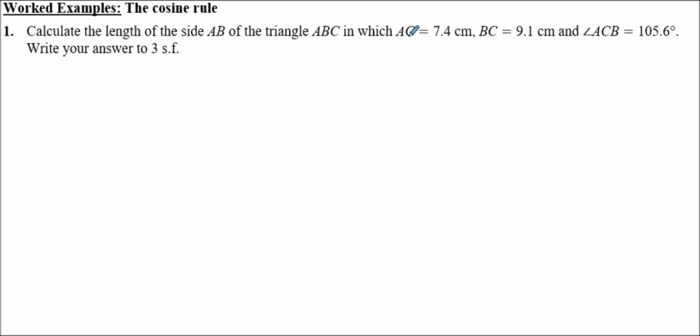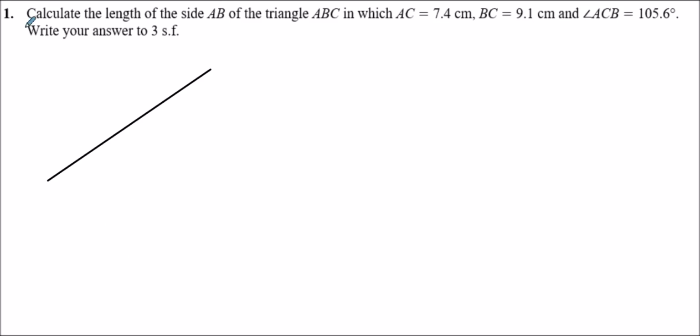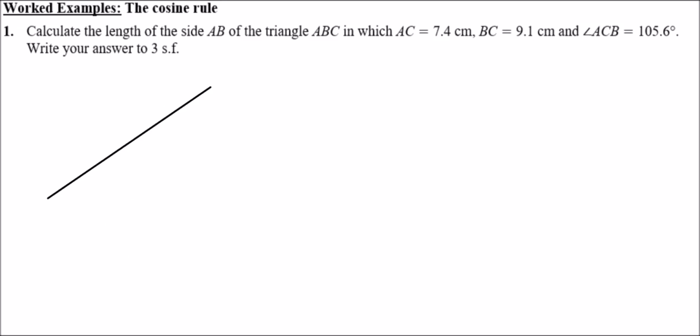So we're told that AC is 7.4. So my suggestion is, just with a ruler, just sketch in somewhere a straight line and label it AC. So I'm going to call this one AC. And I've been told that from A to C is a length of 7.4. From B to C is 9.1.